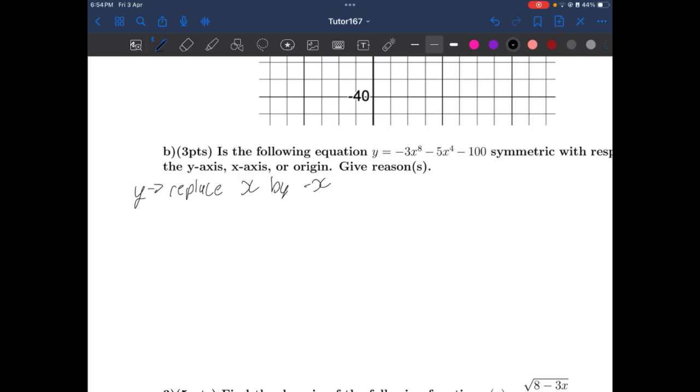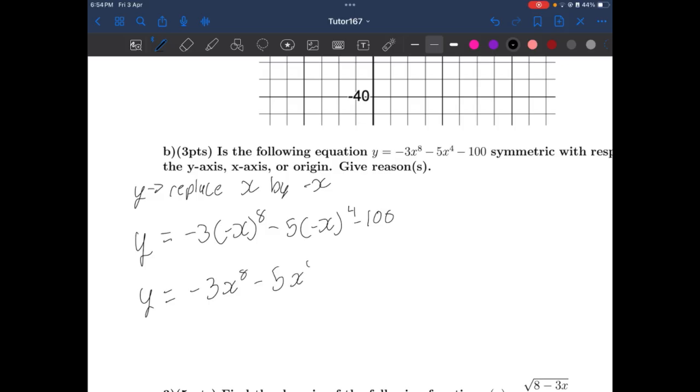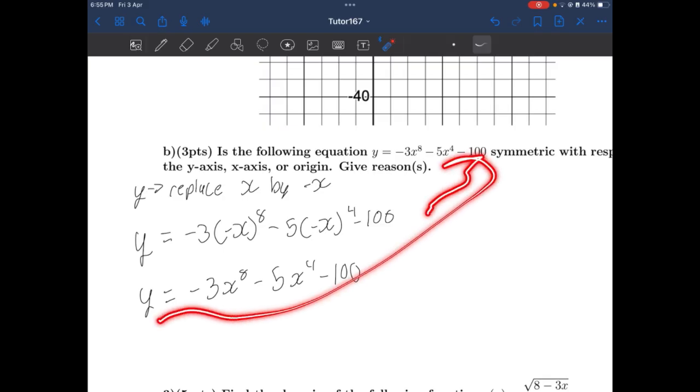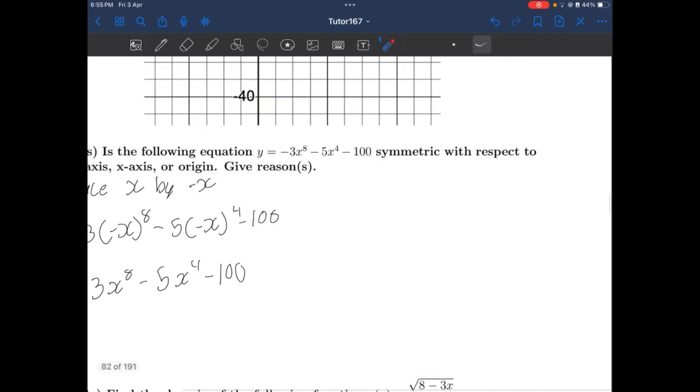Replace x by negative x. So y is equal to negative 3 times negative x to the power 8 minus 5 times negative x to the power of 4 minus 100. Now simplify it. That's y is equal to negative 3x to the power 8 minus 5x to the power 4 minus 100. That's the same exact equation we started off with, so it's symmetric with respect to the y-axis.